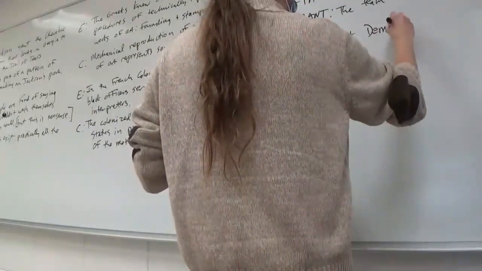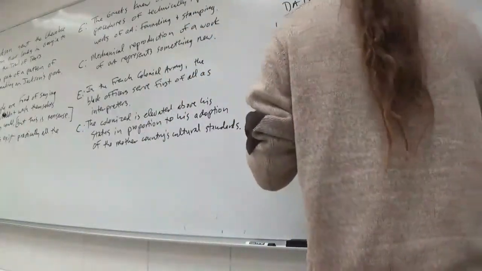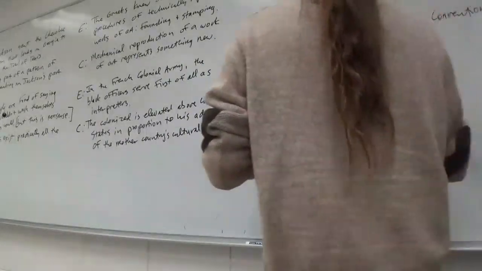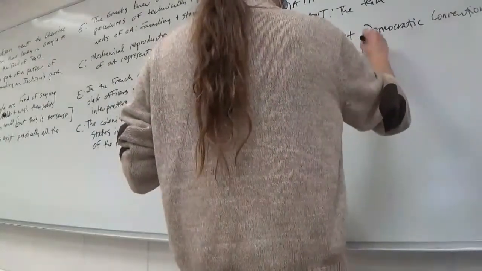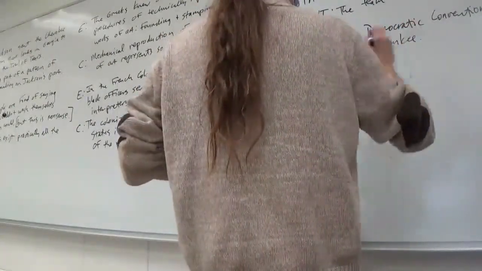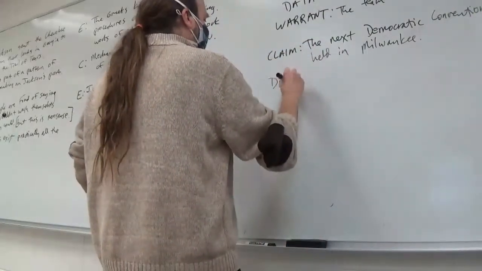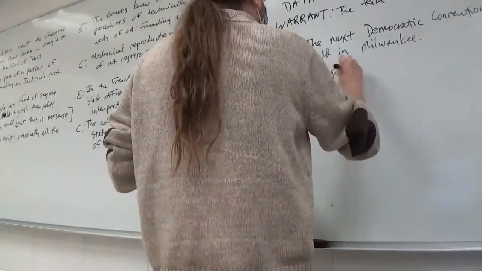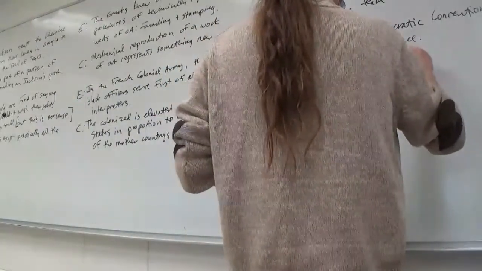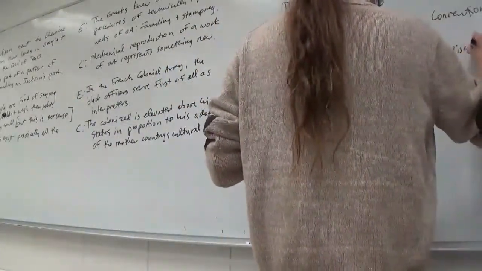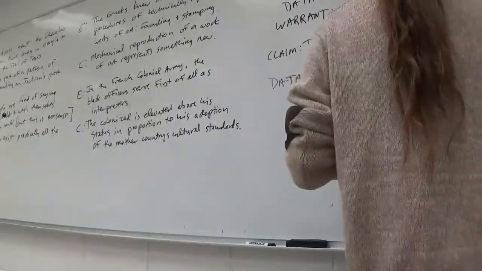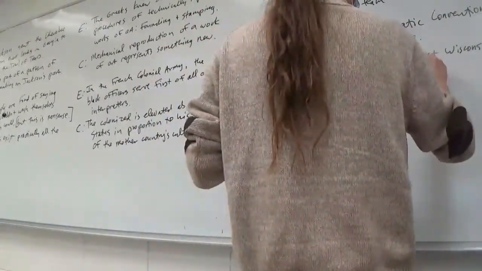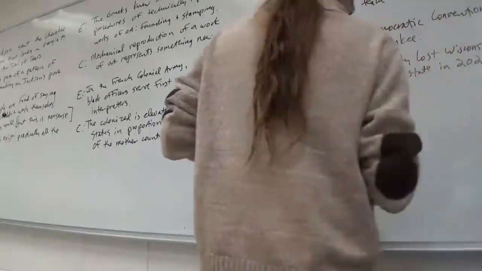I'm going to make the claim that the next Democratic convention should be held in Milwaukee. The data I am going to use to back this up is that the party narrowly lost Wisconsin in 2016 and barely won the state in 2020.